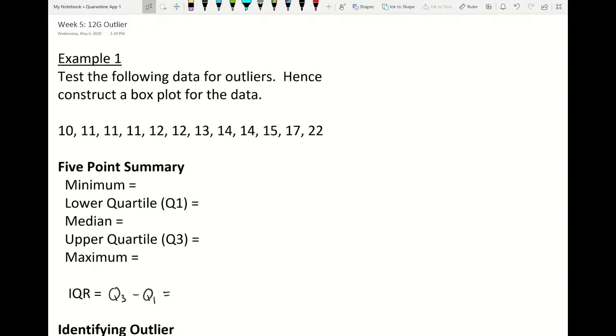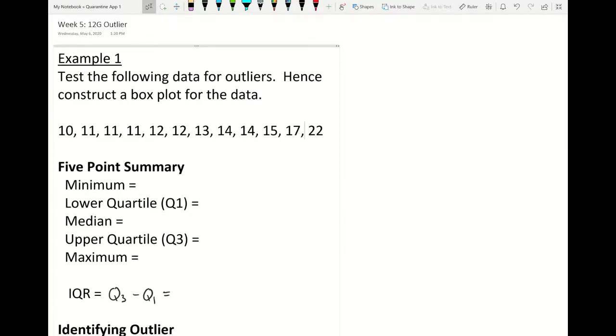I want you to pay attention to these 12 numbers. Would you consider this 10 as an outlier? Or how about this 22? In order to identify outliers, we have to find a way to draw lines for upper and lower boundary. Then you can say if the data is greater than this upper boundary, then it is an outlier. Or if the number is less than this lower boundary, then it is an outlier.